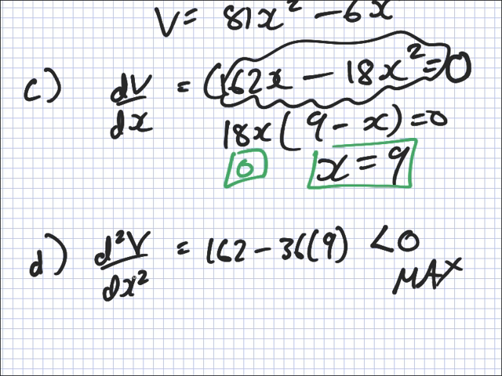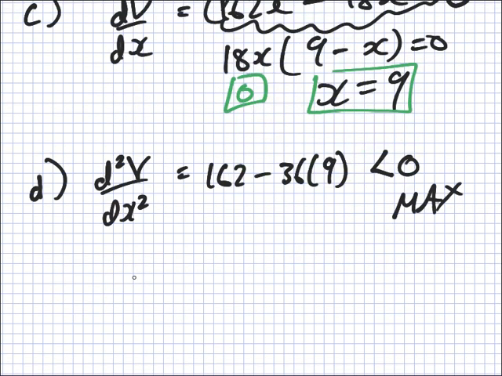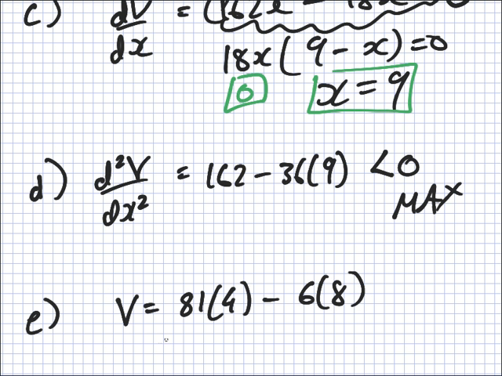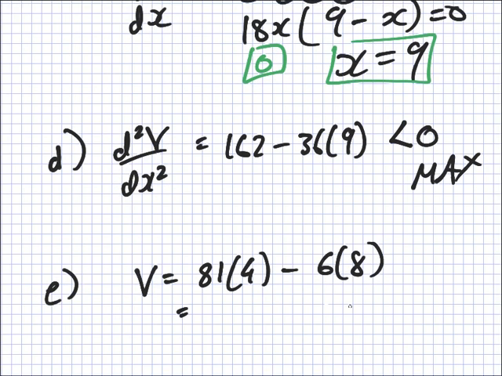We can continue. The last part is to find the maximum volume. So you just sub in x is 2. So 81 times 4 minus 6 times 8. So what is that then? That's 48, isn't it? And that's 103.24. Why are you putting 2?